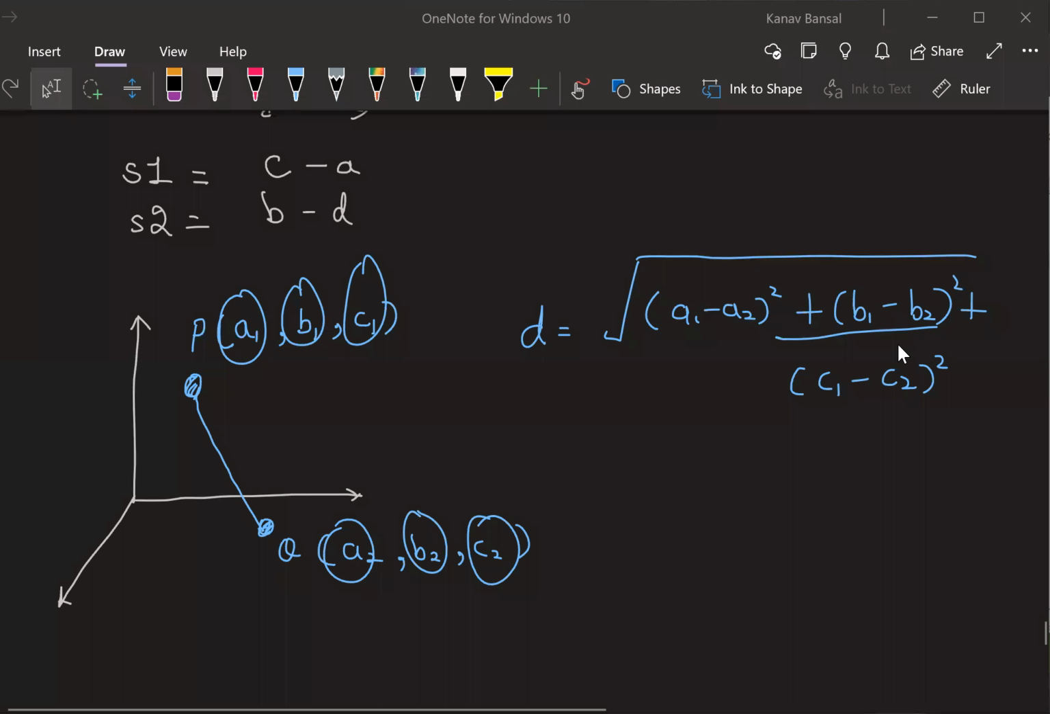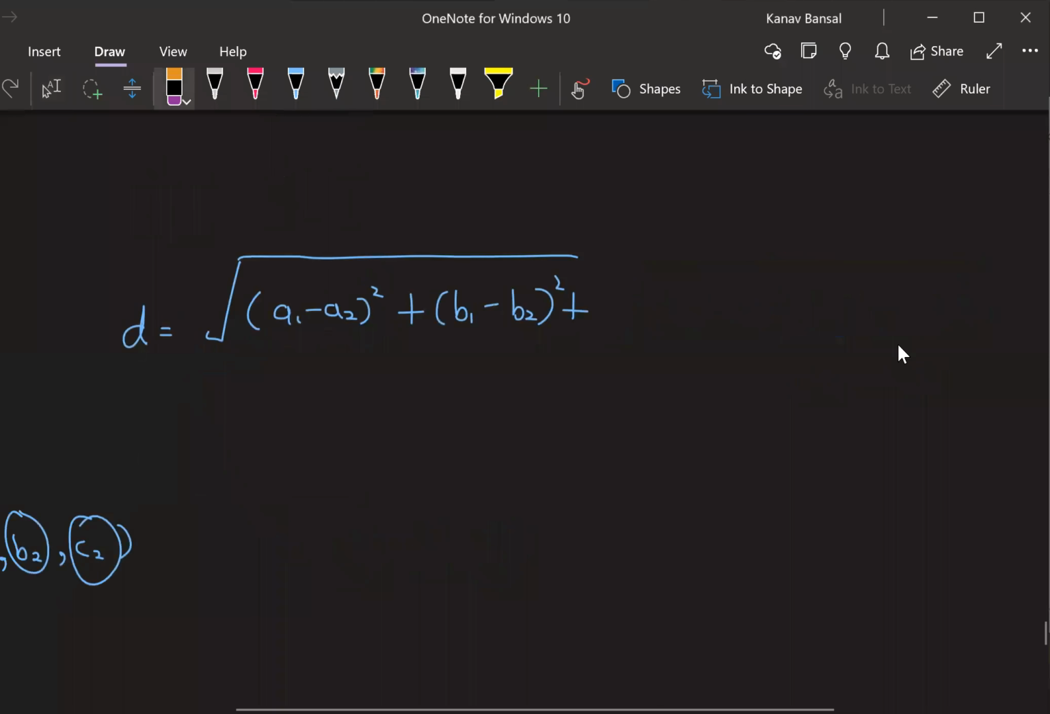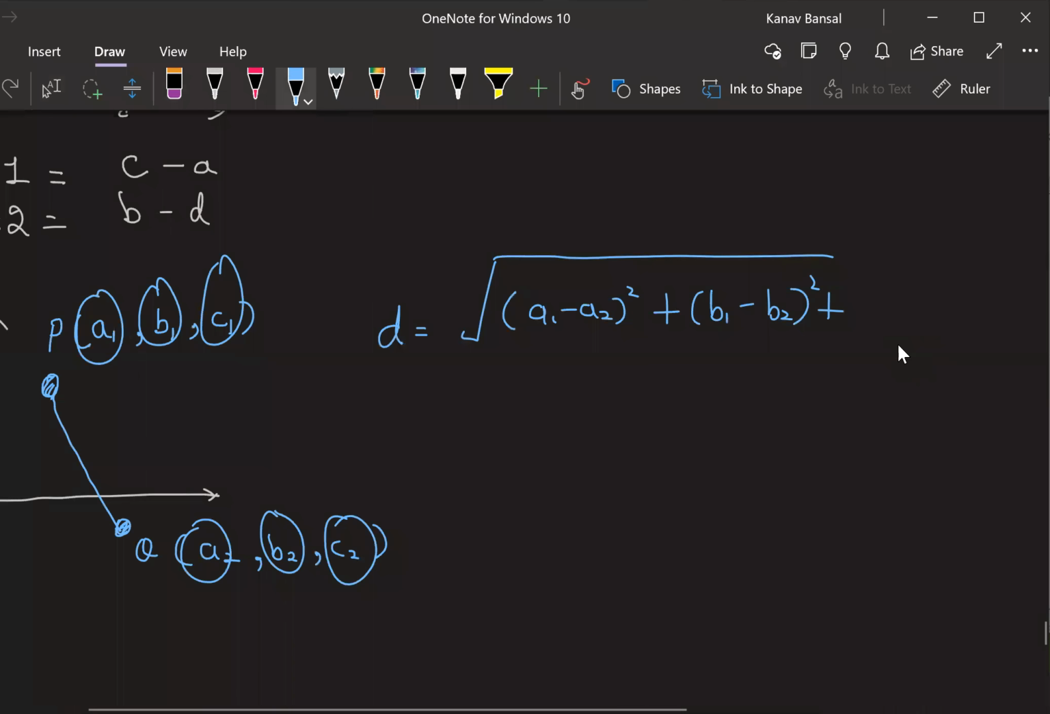No. C1 minus C2 is not the denominator. Let me try to write it on the right hand side. Yes, Shubham will come to that. So C1 minus C2 whole square. Is that fine now, Samya?